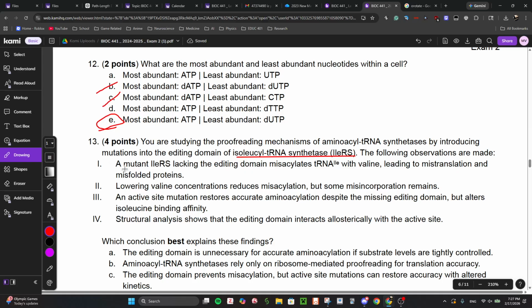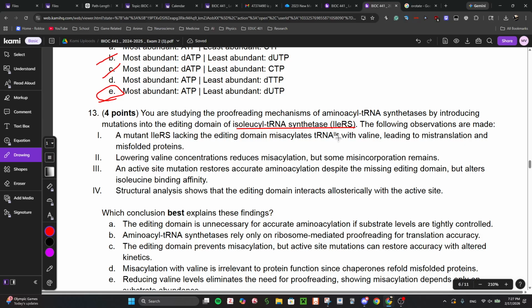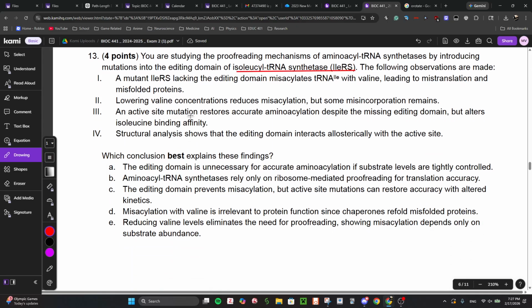Yeah, I remember this question very, very vaguely. This is a bit of an annoying one, if I'm not mistaken. So the mutant thing leads to mistranslation and misfolded protein. Lowering valine concentration reduces misacylation, but some misincorporation still occurs. An active site mutation restores accurate aminoacylation despite the missing editing domain, but alters isoleucine binding affinity. Structural analysis shows the editing domain interacts allosterically with the active site.